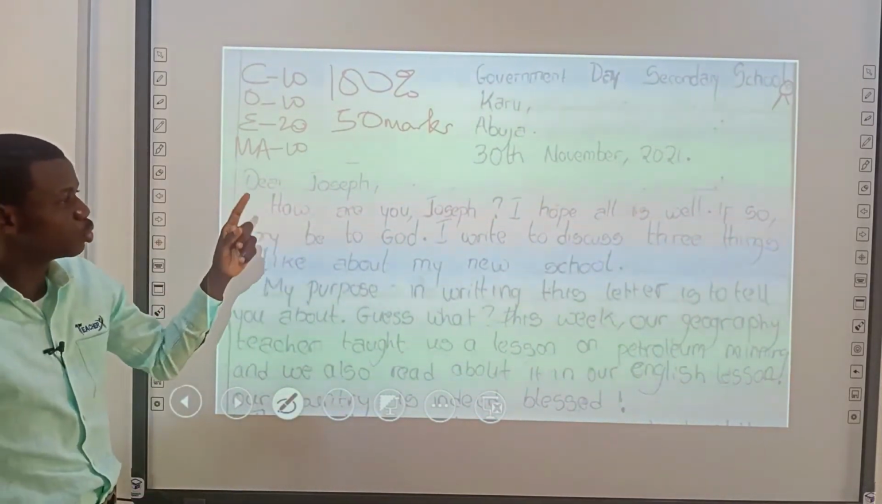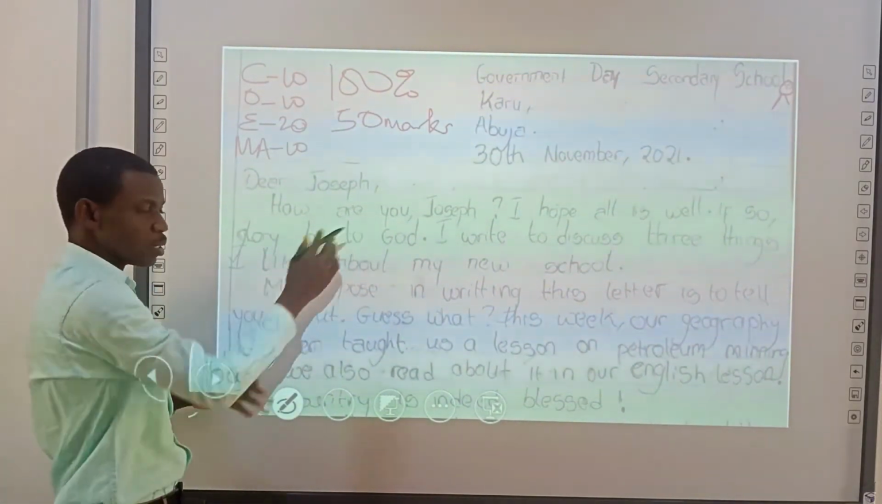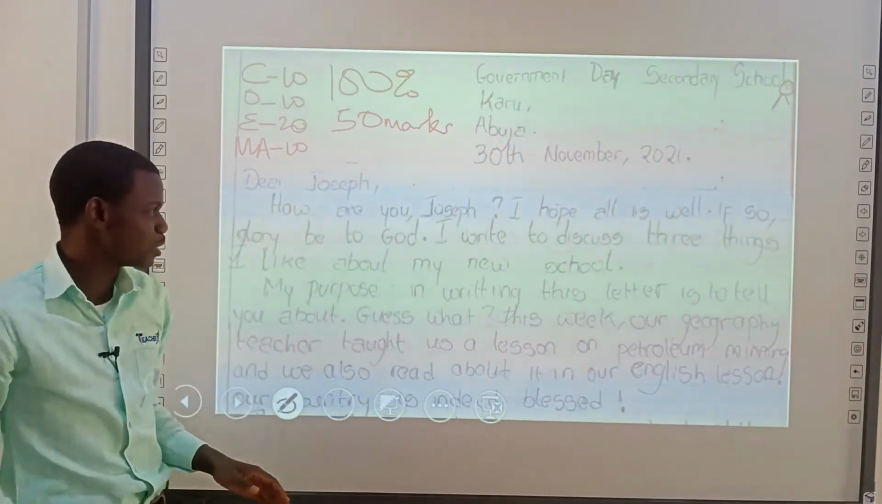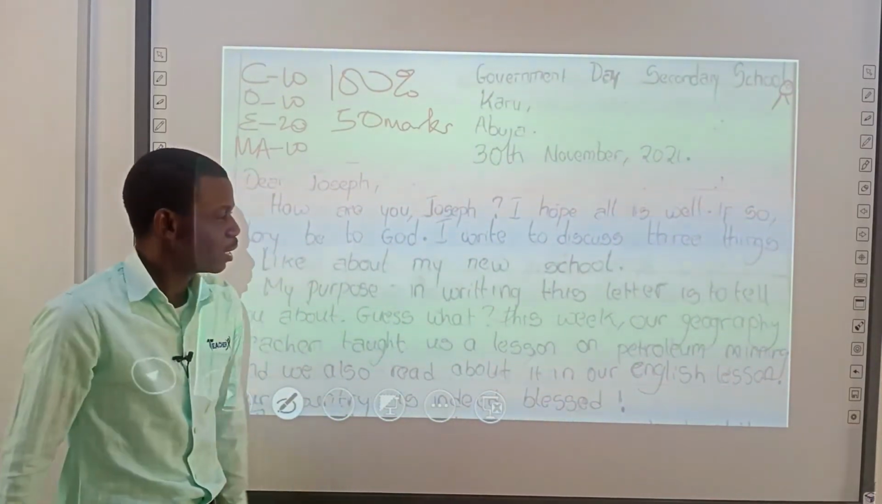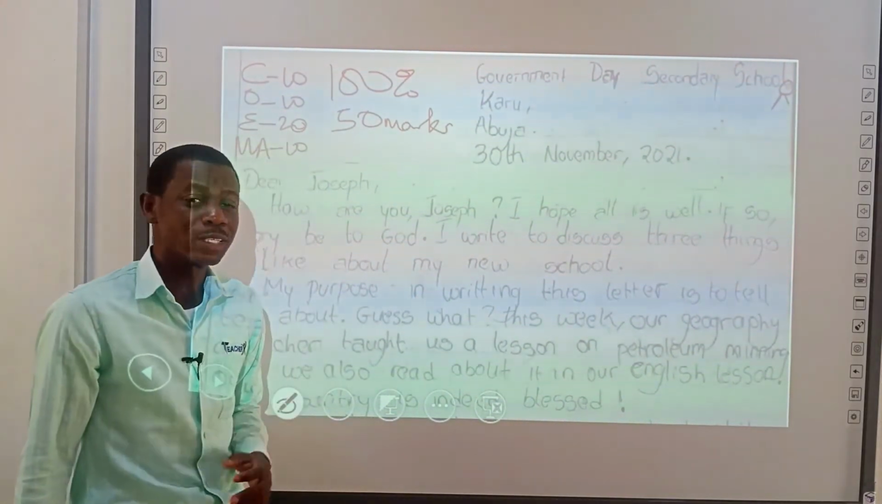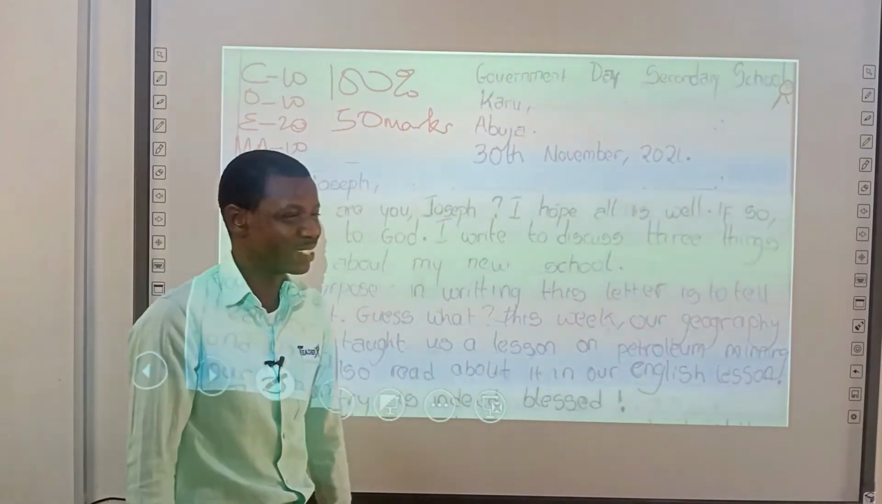Now, how are you, Joseph? Fantastic student, I love this. How are you, Joseph? The comma is well placed, and then the J of Joseph is there, with the question mark. Beautiful. I think this student deserves a big applause. Then I hope you are well. Yes, I hope you are well. It's not a question. Fantastic. Wow, who is this person? Then I will find out later.